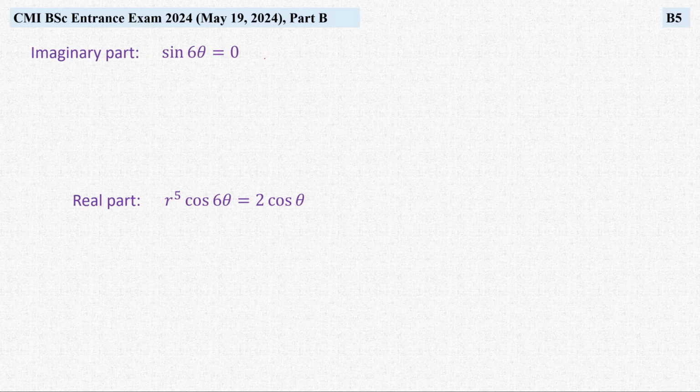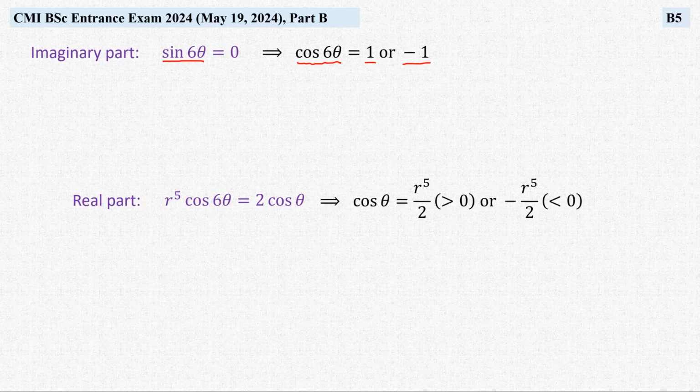The key here is to realize that we know the exact value of sine 6 theta. This allows us to find the exact values of cosine 6 theta, which is either 1 or negative 1. This allows us to do multiple things. First, from the real part relation which contains cosine 6 theta, we can solve for cosine theta in these two cases. Notice that one case gives positive cosine theta and the other case gives negative cosine theta. That is, we can determine the sign of cosine theta.